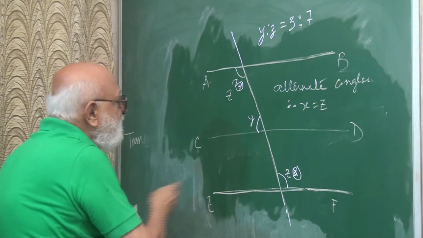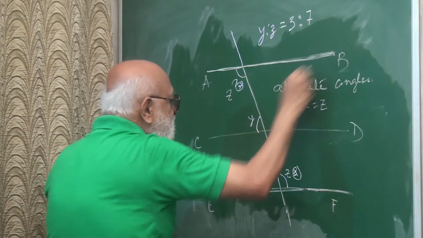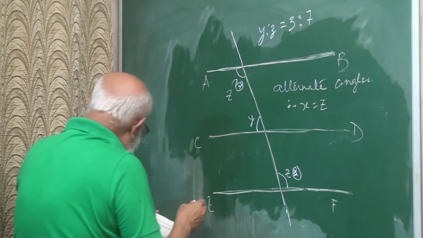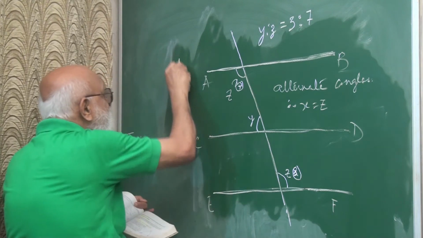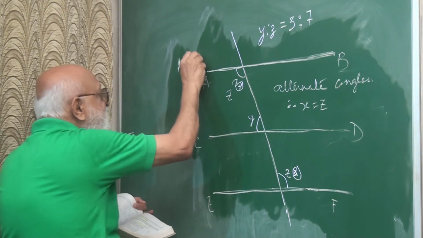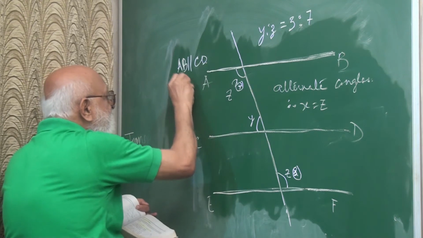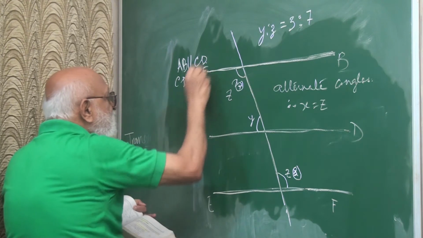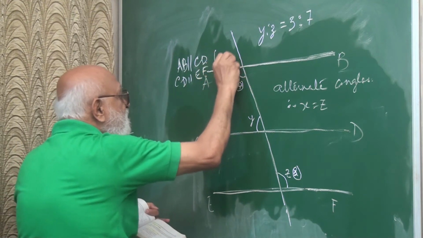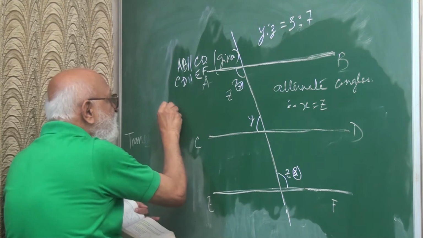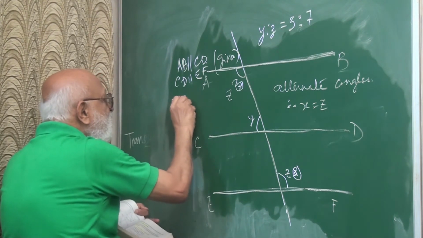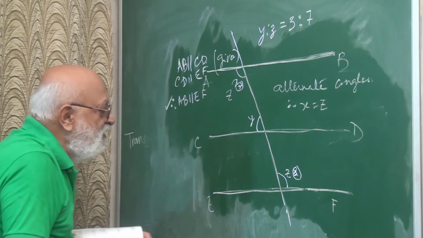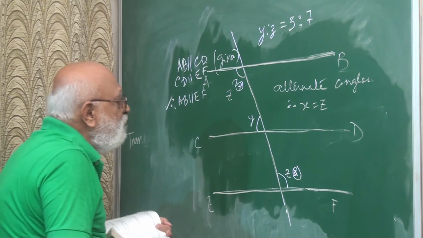Now if you see this parallel line and this parallel line, how do I know they are parallel lines? They are given. AB is parallel to CD and CD is parallel to EF, given. Therefore, AB is parallel to EF. Okay, this is deduction. We have deduced this.